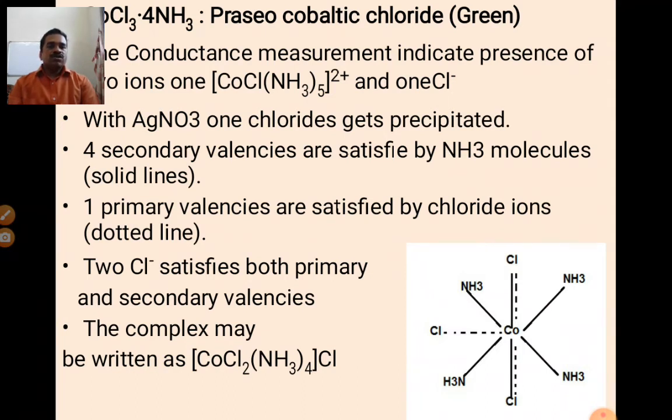On this basis, we say that 4 secondary valencies are satisfied by ammine molecules, 1 primary valency is satisfied by a chloride ion, and 2 chloride ions are satisfying both primary as well as secondary valencies simultaneously. That is shown by dotted lines. The formula of the complex may be written as [CoCl2(NH3)4] in square brackets and one chloride ion outside the square brackets.